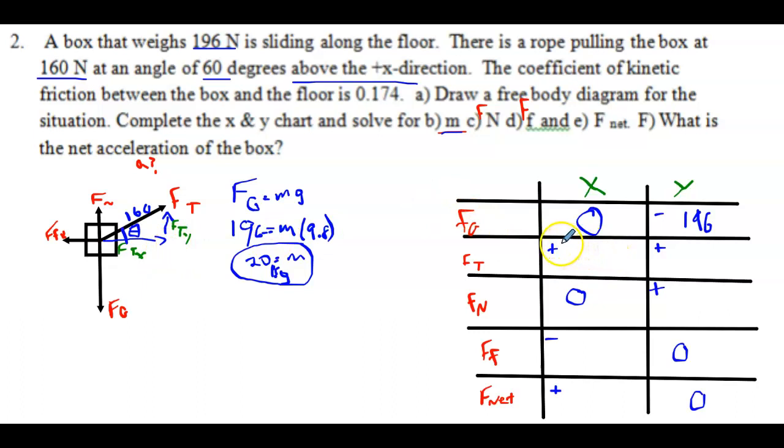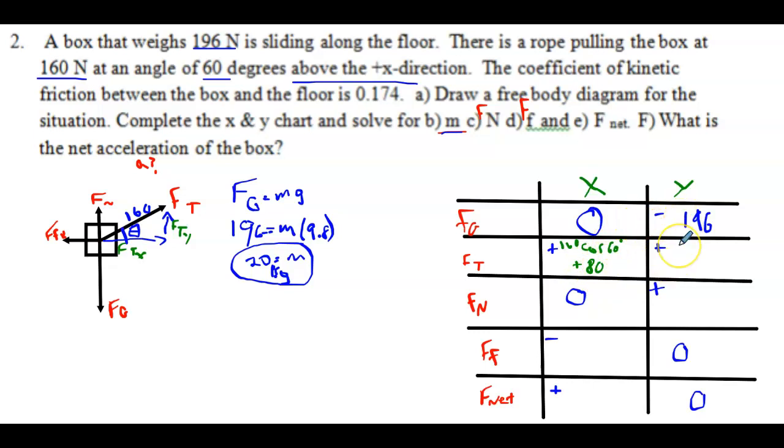I usually just write it out here. So this would be 160 cosine of the angle, which is 60 degrees. Now, you would put that in your calculator and solve it. I've already done that. That turns out to be 80 because cosine of 60 is a half, and half of 160 would be 80. So it's a positive 80 because it was going to the right.